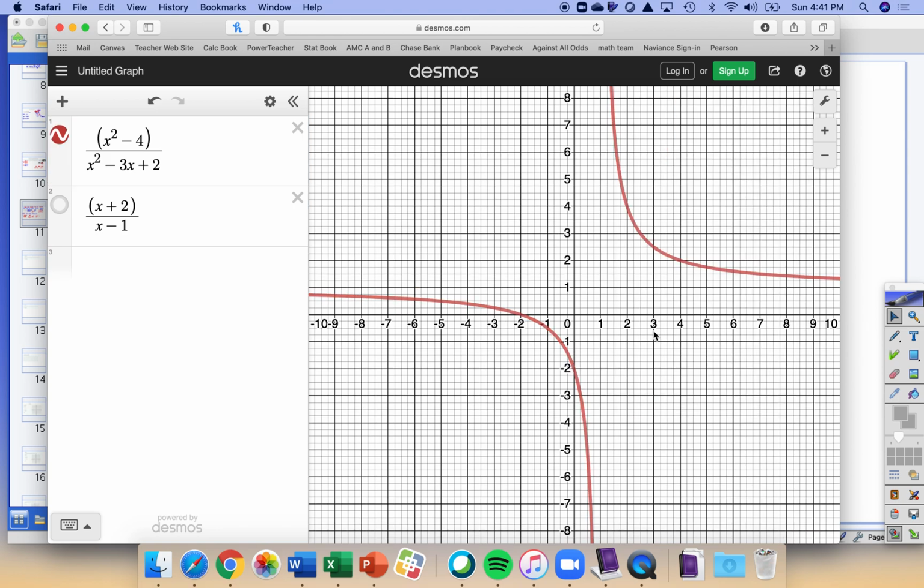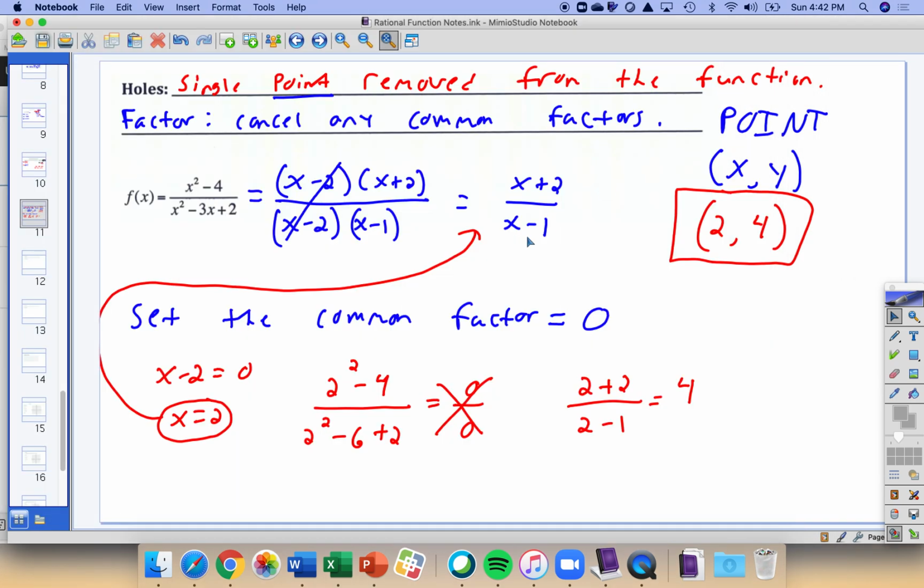And I'll show you here. The point is supposed to be right here, 2, 4. I'll even graph it for you. It's supposed to be right there, 2, 4. Right? I can fill it in, but if I don't fill it in, there's an actual hole there. You can't see it from the naked eye on the graph, but you can calculate it by factoring and simplifying. So a hole is not an asymptote. It's just a single point removed where the function is supposed to be. And you can find that hole by factoring and canceling out any common factors.